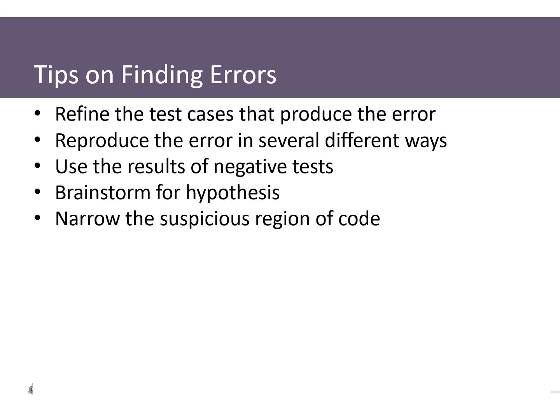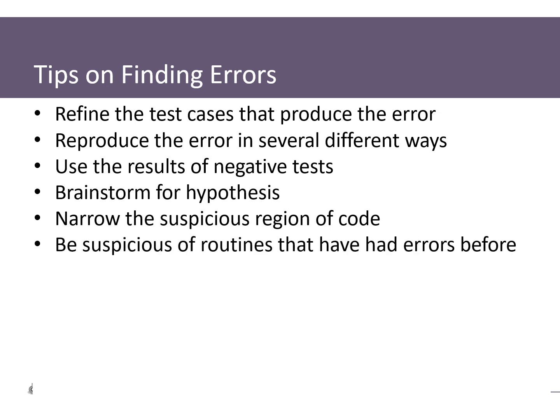Narrow the suspicious region of the code. Everything is not perfect. Some areas may be more vulnerable. We may suspect, depending on whether several people have contributed to the development of the code, and people really need confidence about a particular area. Be suspicious of routines that had errors before. If something has gone wrong earlier, always double check that one. That is a common suggestion.